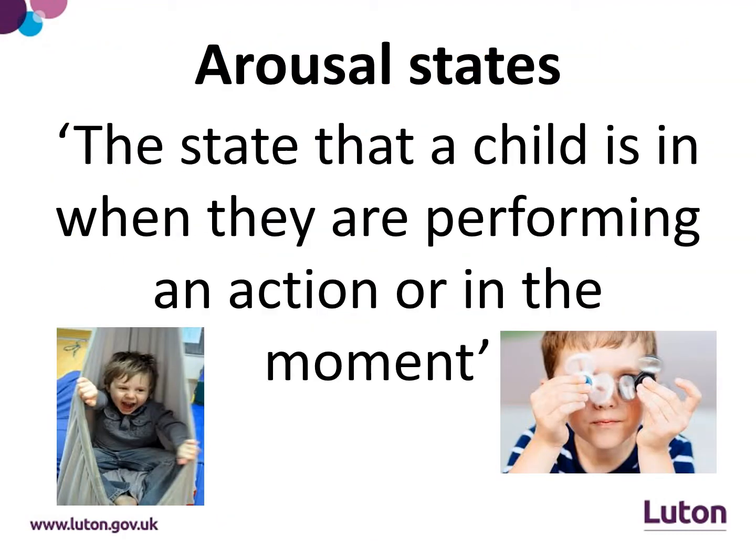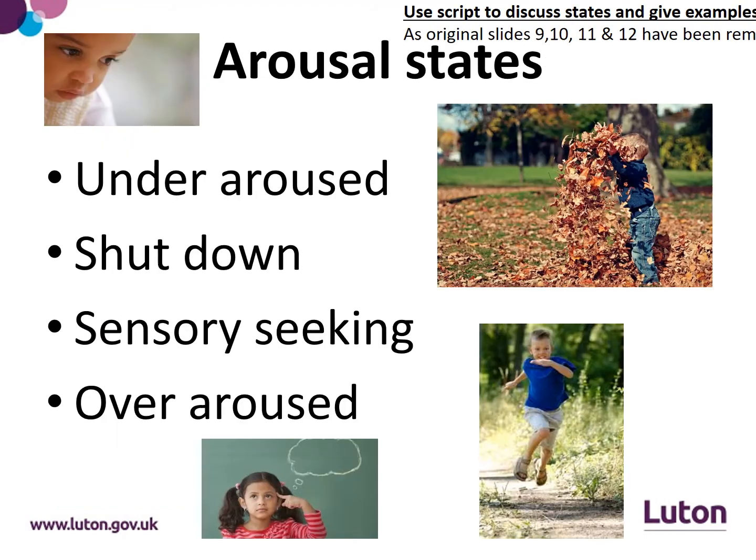An arousal state is the state that a child is in when they are performing an action or in the moment. There are 4 states of arousal: under-aroused, shut down, sensory seeking, and over-aroused. Under-aroused children may appear to be not looking, not listening, they may fall asleep, or they may fidget to stay awake. They need activities to wake up their brains.